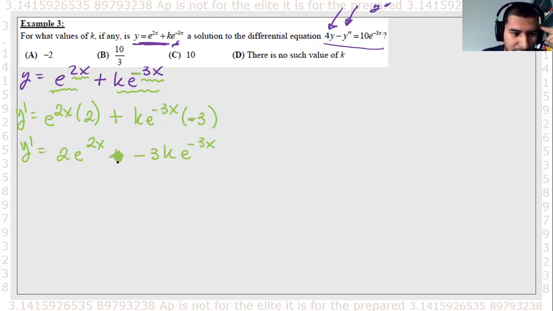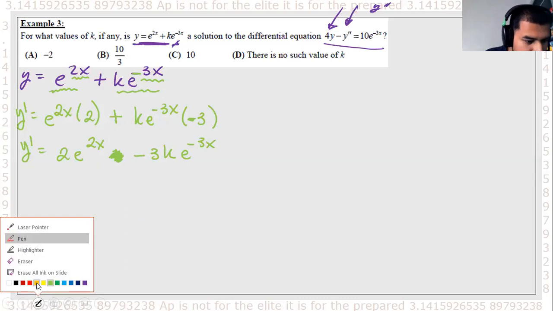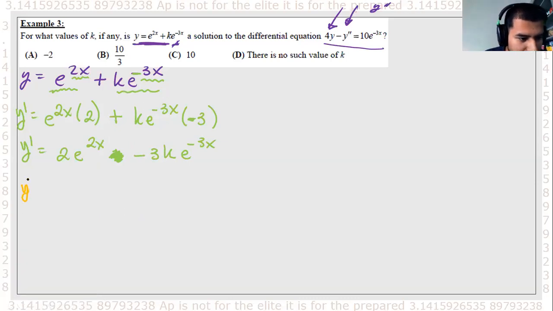So just ignore that little spot right there. Okay, so far so good. Let's go ahead and find my next derivative, so y double prime. Pretty much this is an exponential, so it's going to be copy-pasted: 2e^(2x), and the derivative of 2x is just 2.